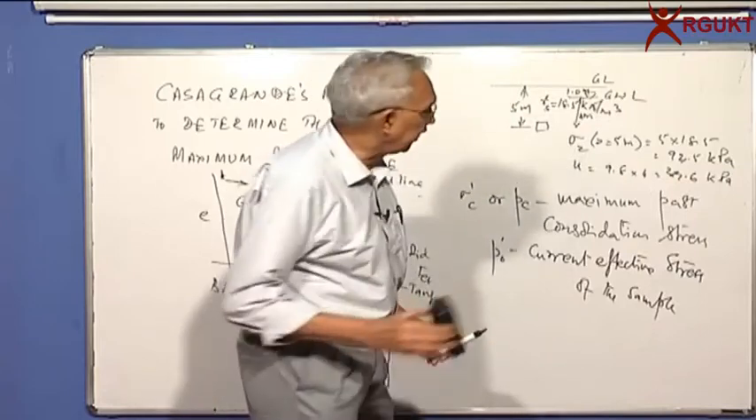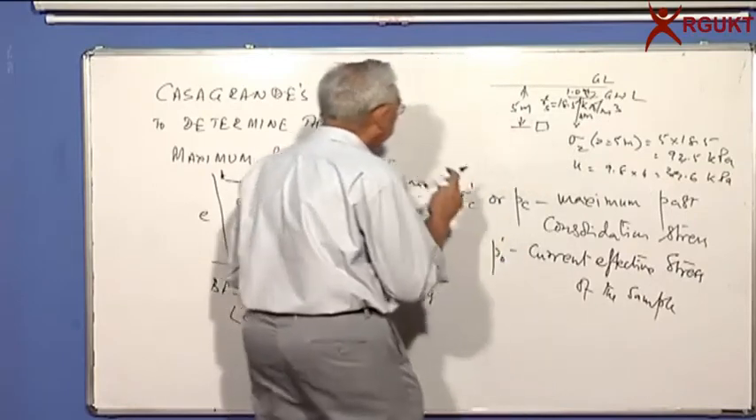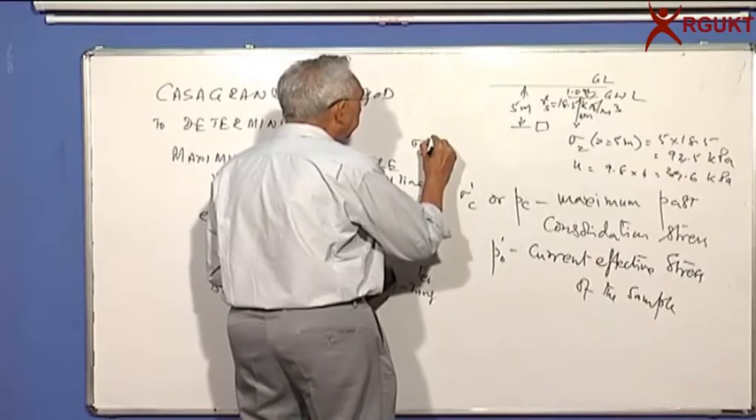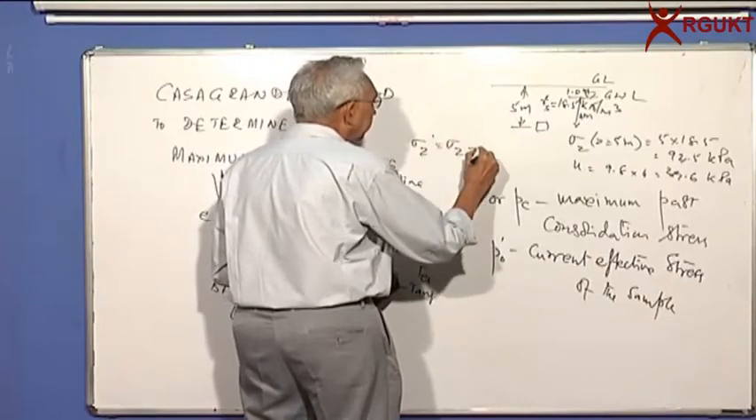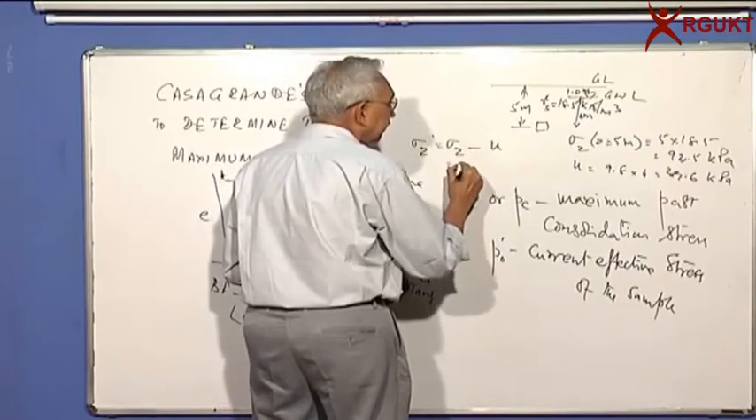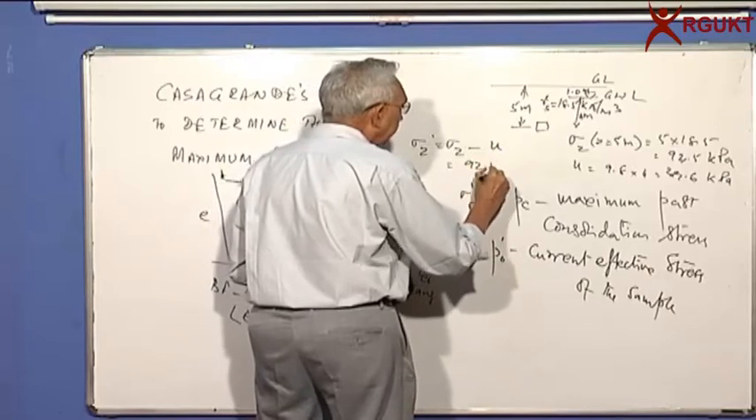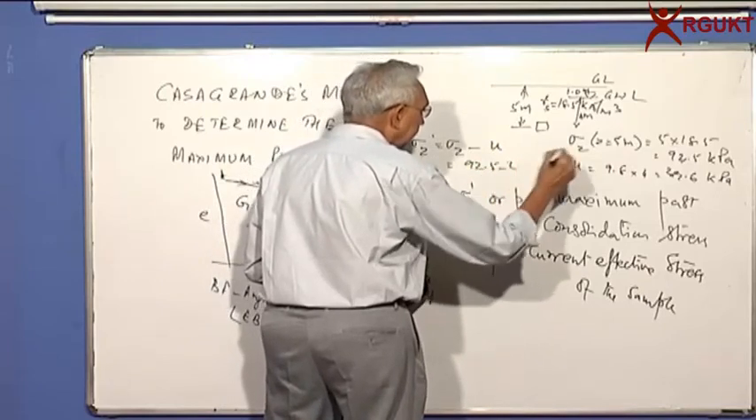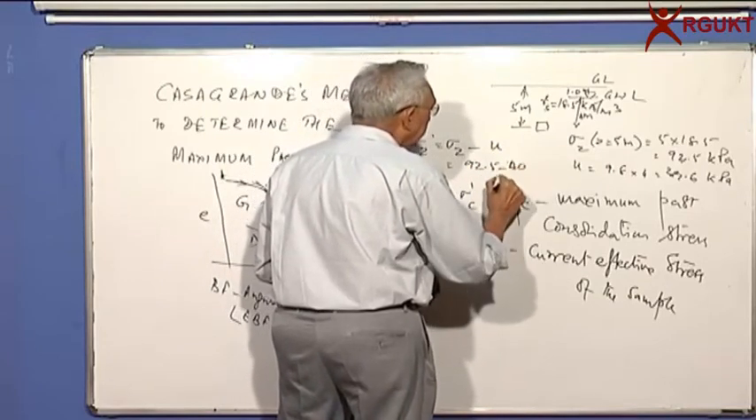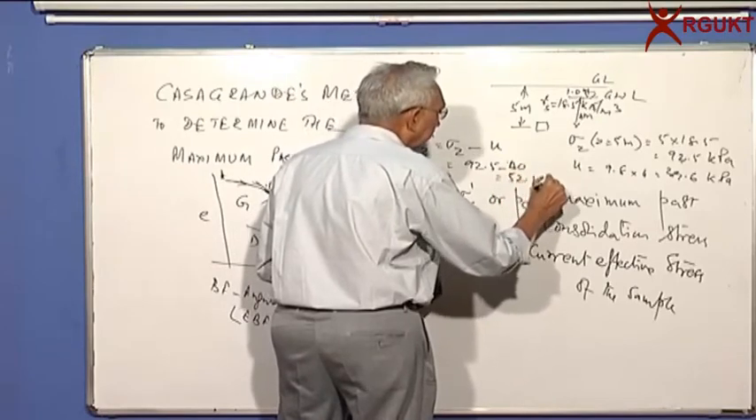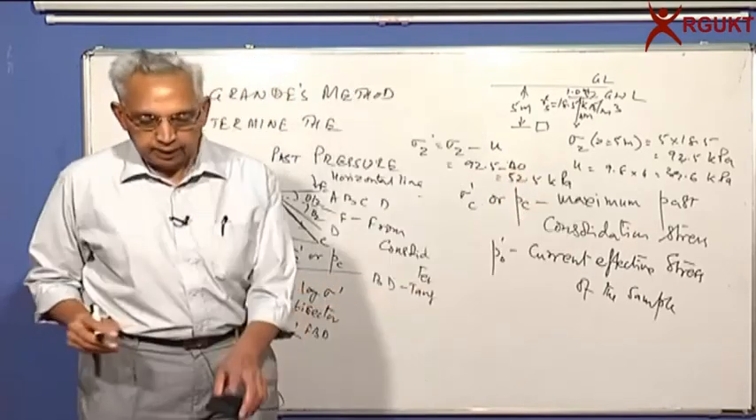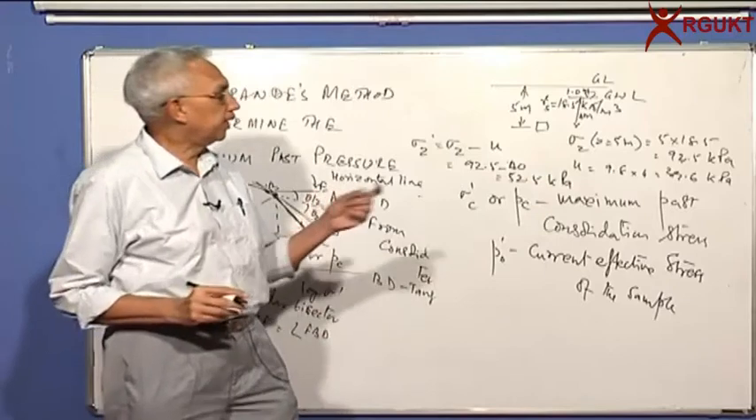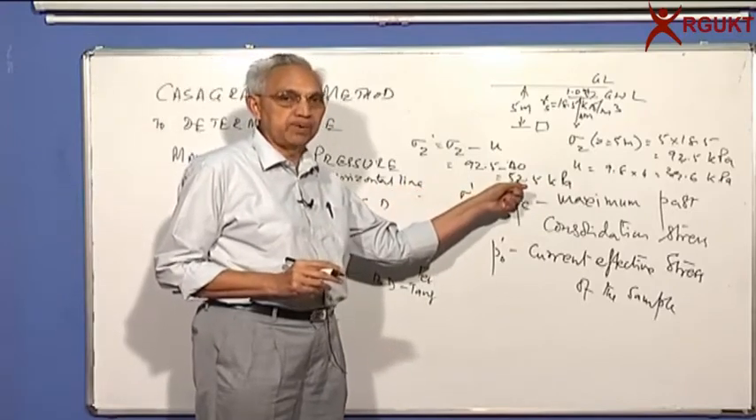And now you find out the current effective stress. Sigma Z prime is equal to sigma Z minus U, which is equal to 92.5 minus, let's say, 40, which just becomes 52.5 kPa. So the soil currently is under a stress of 52.5.